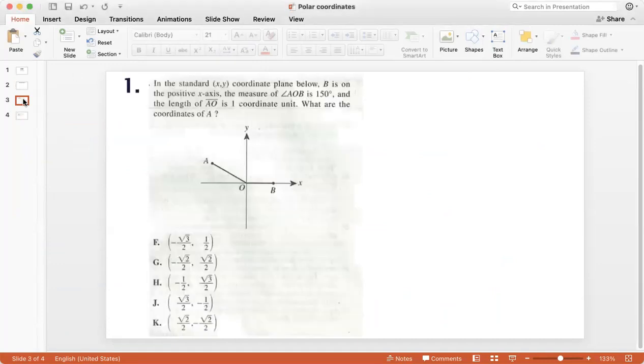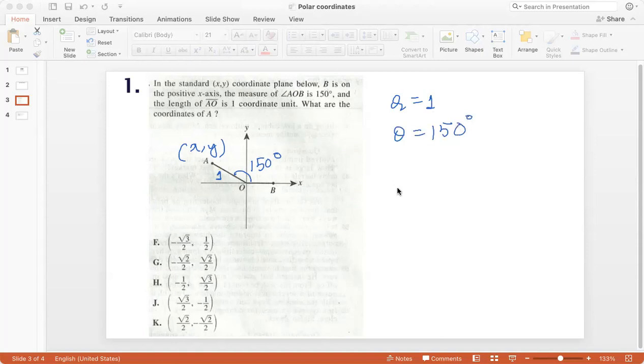In the standard xy coordinate plane below, P is on the positive x-axis. The measure of angle AOB is 150 degrees, so this is 150 degrees. And the length of AO is 1 coordinate unit. What are the coordinates of A? So we have to find the coordinates of A, x, y. Here r is 1 and theta is 150 degrees. So x is r cos theta, which is 1 times cos 150.